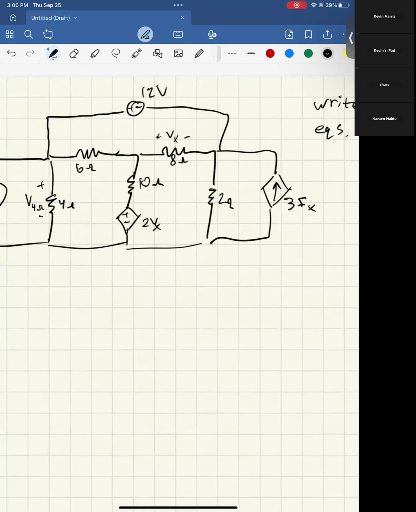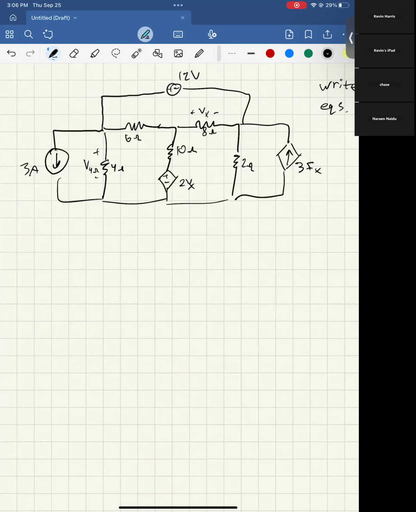So since we're using mesh current, we have to start by defining all of our currents. So I personally like to do them all clockwise. It doesn't matter, just pick one and stick with it though. So for me, that means I'd do I1, I2, I3, I4, and I5. It doesn't really matter what you label as what, as long as you're consistent in your equations.